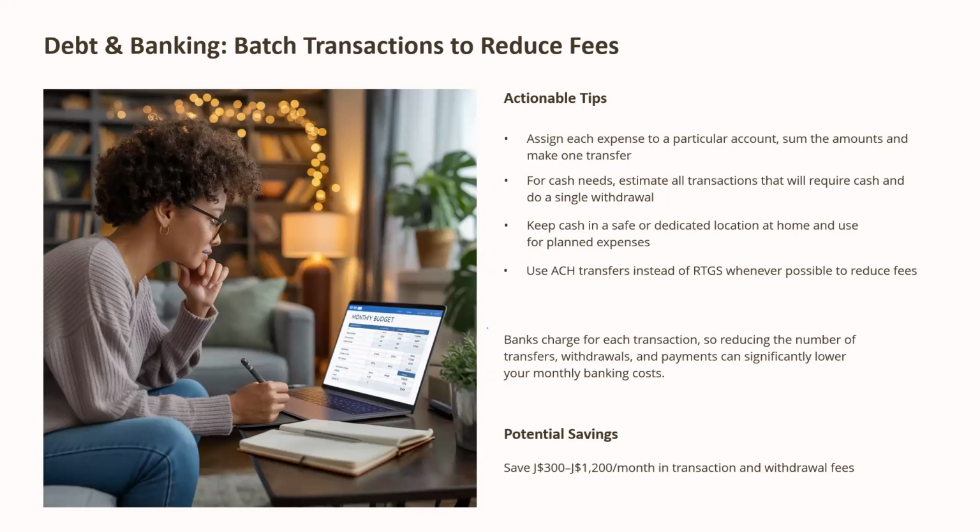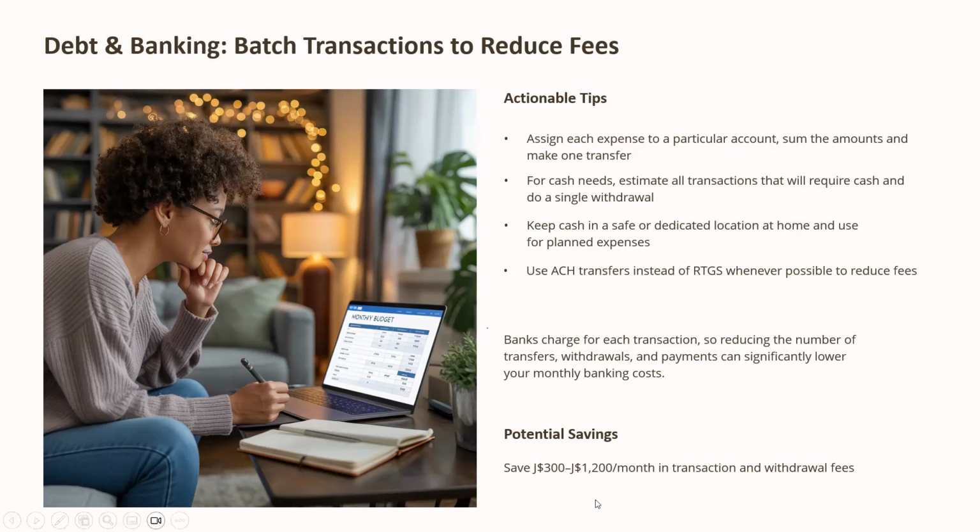Additional tips that you can use in terms of reducing your bank fees is that you can assign each expense to a particular account. And then what you can do is to sum the amounts for those expenses and then make one single transfer. Why is that important? So most of you would know that the banks charge you for each ACH or each RTGS transaction that you do. But if you're able to say, okay, all of the spending that I'm going to do this month on groceries, for example, I'm going to be doing it with a Scotia account. If you are paid through Sagicor or through NCB, then what you can do is once you sum all of those cash needs, then you can just make that transfer in one single transaction, reducing the amount of fees that you would pay.